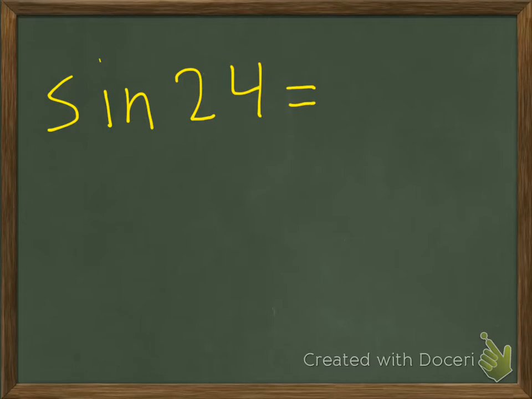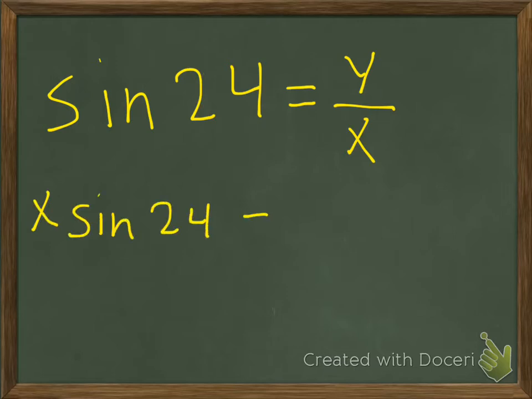So finally you get sine of 24 is equal to opposite over hypotenuse, which is y over the first value we found, which was x. So we multiply x by sine of 24, which is equal to y, and the value you'll get is about 1.70, and that's the height of the airplane.